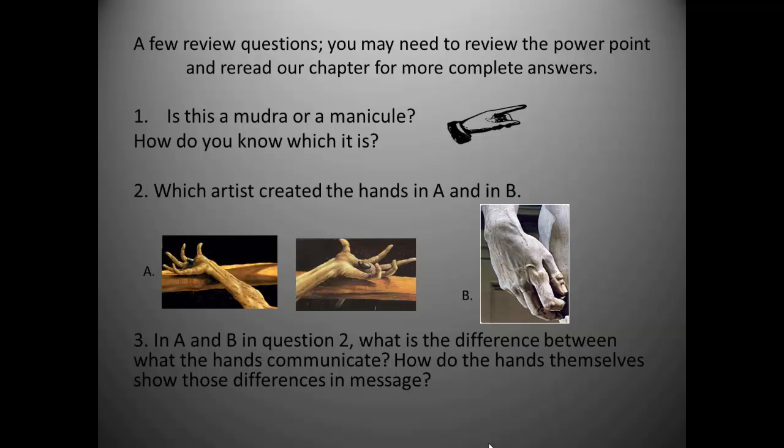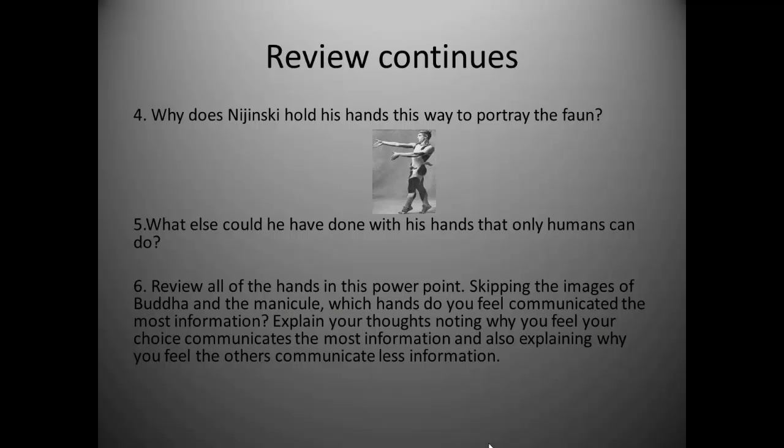Okay. Question 2. Which artist created the hands in A and in B? Question 3. Using the images A and B from question 2, what is the difference between what the hands communicate? How do the hands themselves show those differences in message? Question 4. Why does Nijinsky hold his hands this way to portray the form? Question 5. What else could he have done with his hands that only humans can do?